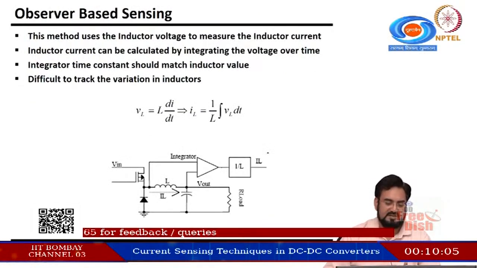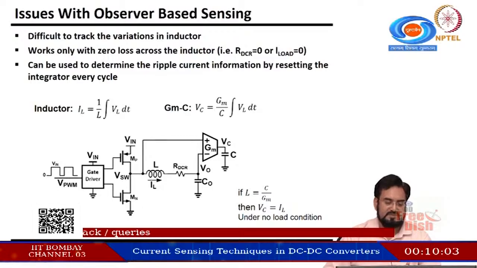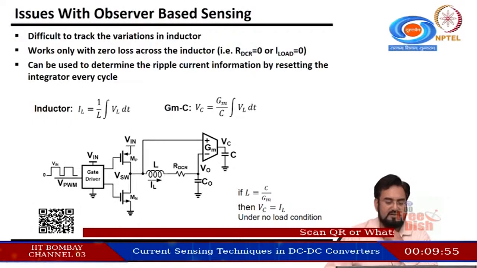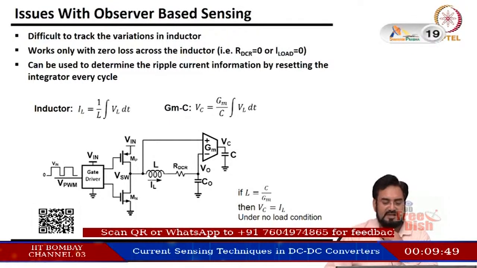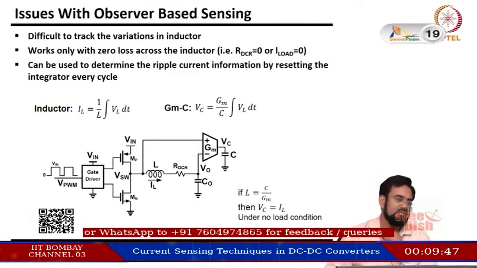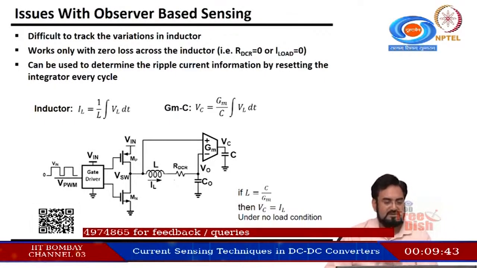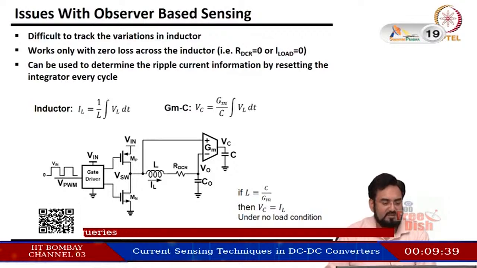GMC is the same thing actually. So if you want to implement with the GMC, and we talked about this in the hysteretic converter if you remember, this will not work if you have a loss under load condition, because your integrator will saturate. So you can get the ripple information under zero load, but the moment you apply a load, you will lose all the information, okay. So that's why I am saying here it works only with zero loss across the inductor.